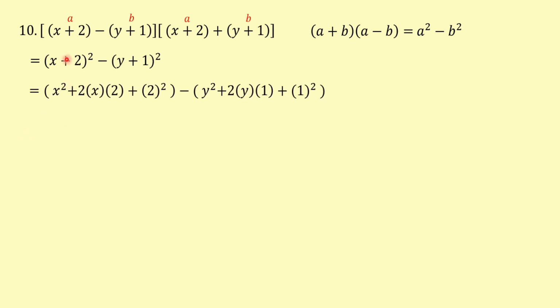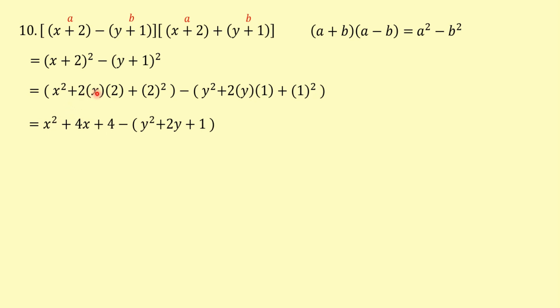So, then, square binomial lang to. Apply lang natin. Again, yung formula is, square natin yung first term, x squared, then 2 times first term times second term. So, x times 2 then. Plus yung square ng second term. So, 2 squared. Then, minus to. Square binomial again yan. Then, square natin yung first term, y squared plus 2 times first term times second term. So, y times 1 then. Lastly, yung third term, square lang ng second term natin. So, 1 squared. Simplify lang natin yan.